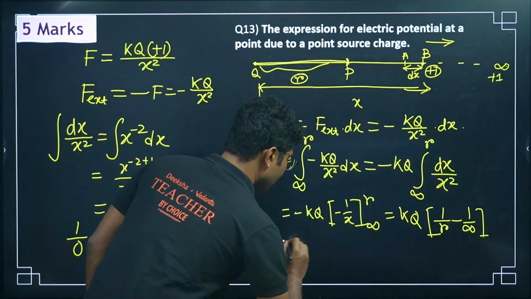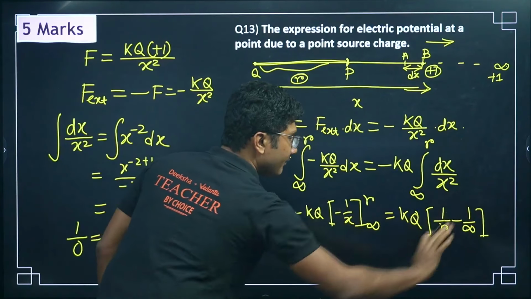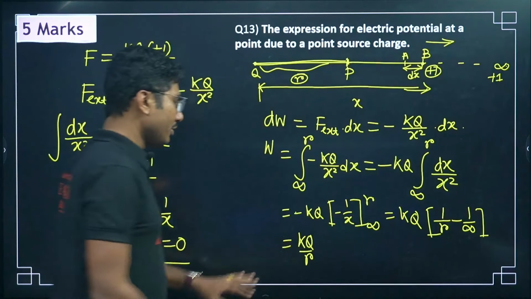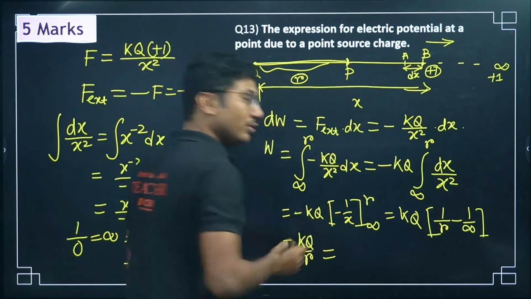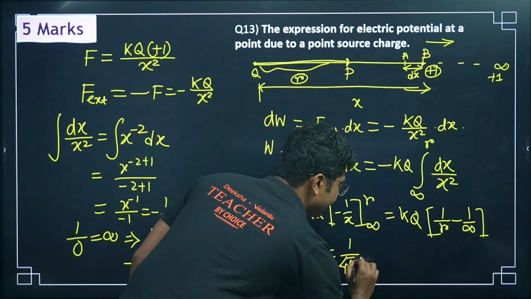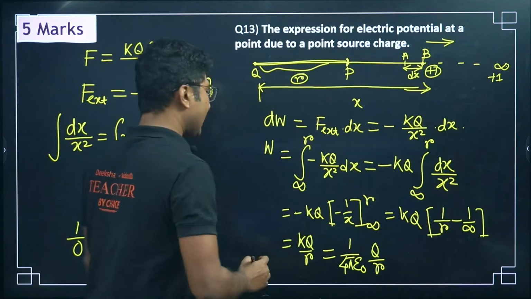Now put the value. We get kq by 1 by infinity, which goes to 0, so only r is there. So we will put kq by r. Now, do not end it over here, k has a value, the Coulomb constant. So it is 1 by 4 pi epsilon naught, q by r. So this is the derivation of electric potential.